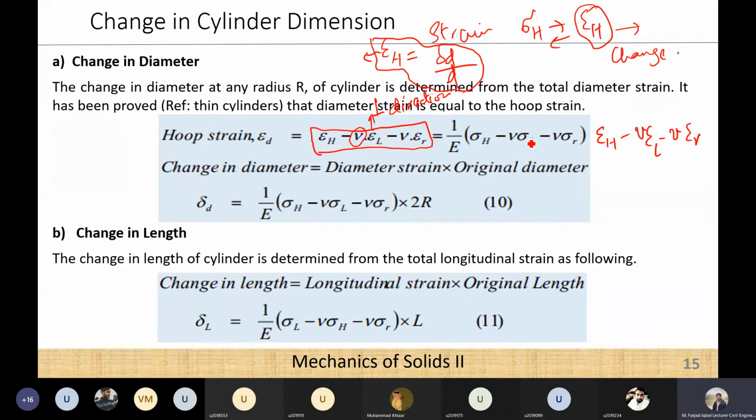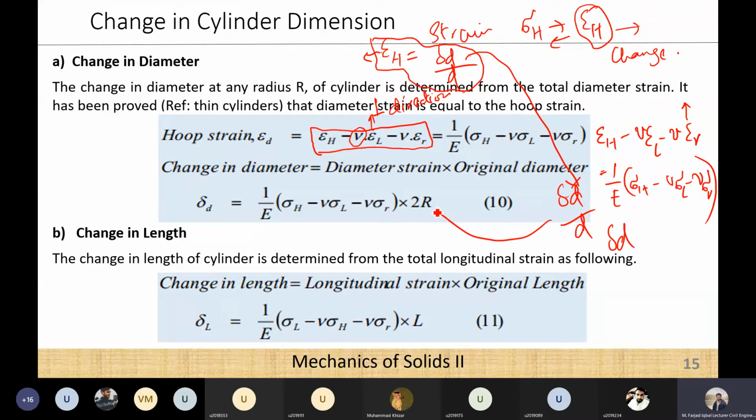Now, the only difference between this equation and the equation for thin cylinder is that in that case, we would ignore this radial strain because its magnitude was very small compared to the other two strains. Now, if I write these strains in terms of stresses, that will be 1 over E, sigma H minus nu into sigma L minus nu into sigma R. And since hoop strain is change in diameter over original diameter, we will have this change over here. If I further simplify, I will get this equation for change in diameter.